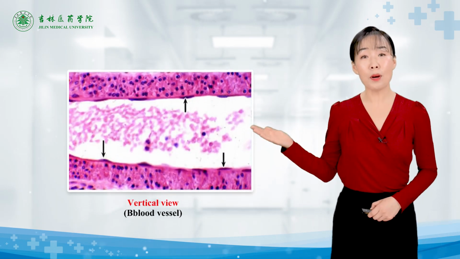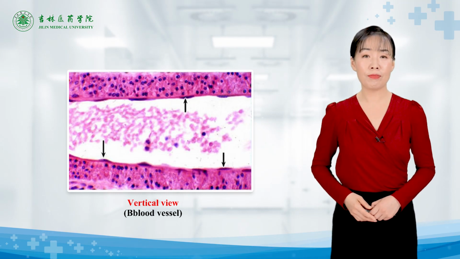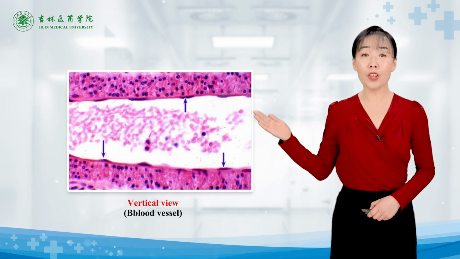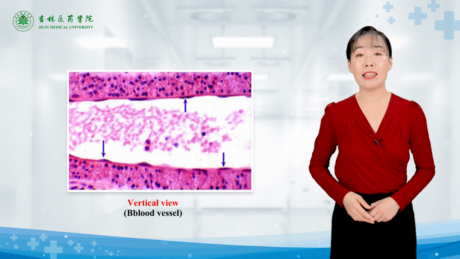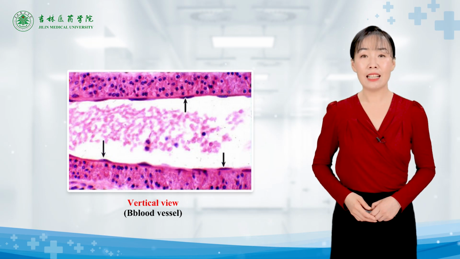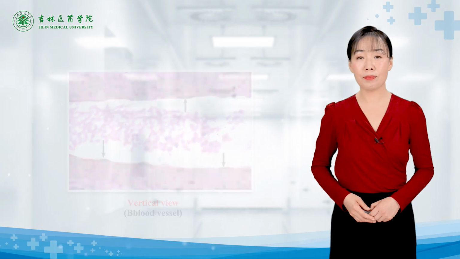The right is simple squamous epithelium, observed from the vertical view. It is obtained from a blood vessel stained by HE. The arrows point to the epithelium. The cell and the nucleus are flattened. The middle part is thicker. The cell periphery is very thin.